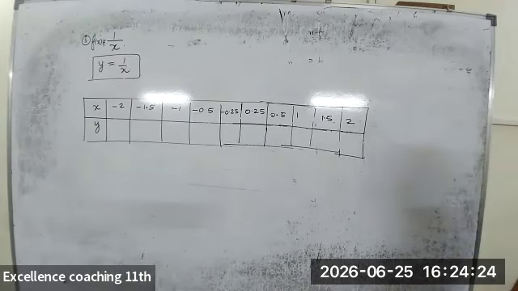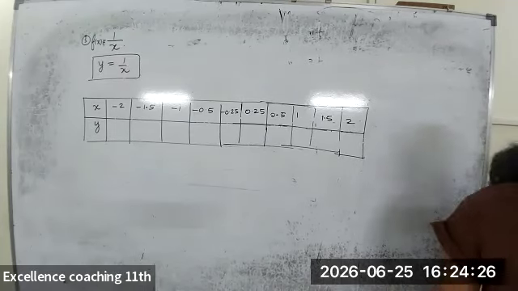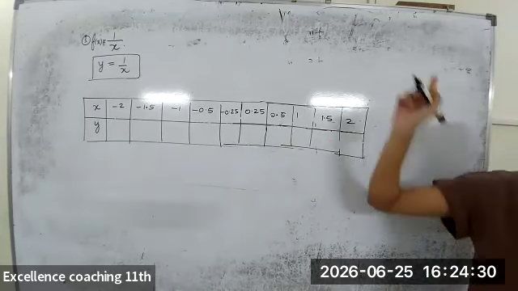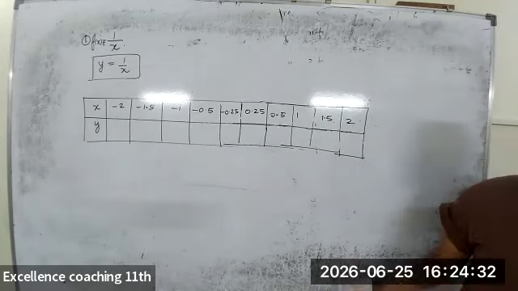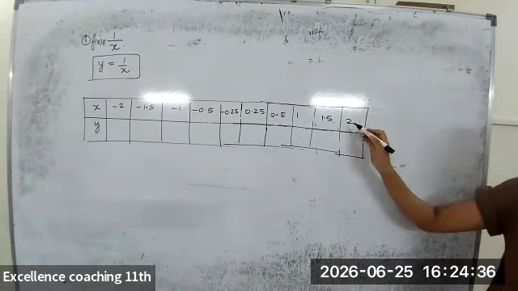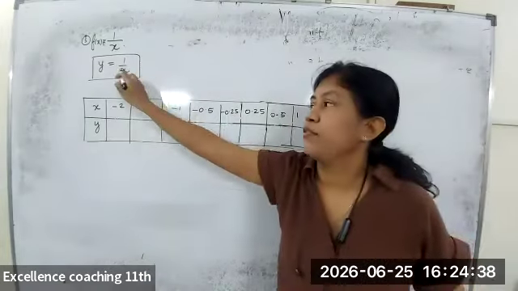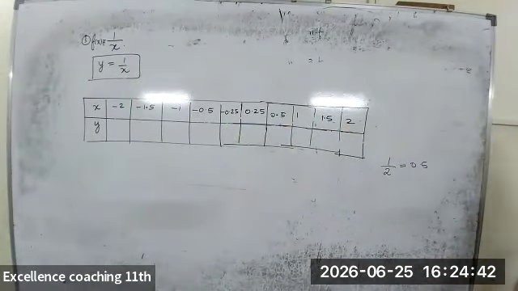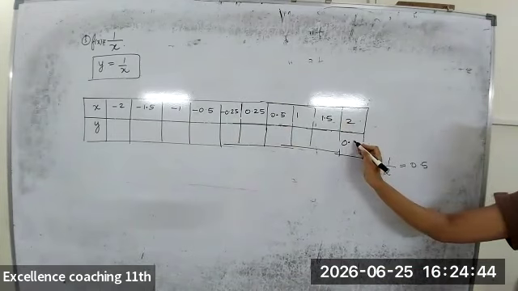So start plotting. What is 1 upon -2, you check. Or first calculate the positive numbers, then automatically you can put the negative ones. So what is 1 by 2? Because it is y equals 1 by x. If you put x as 2, 1 by 2 is how much? 0.5. So this answer will be 0.5.